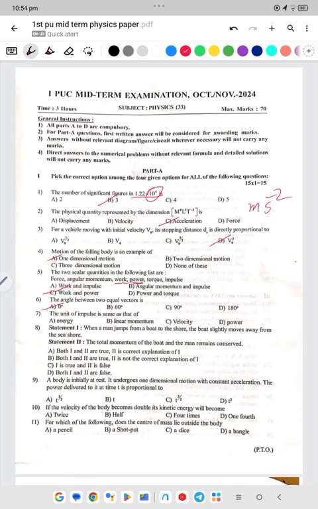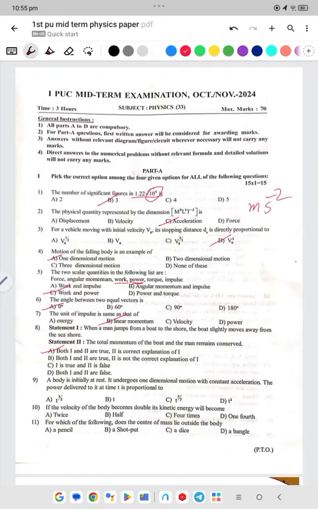The unit of impulse is the same as that of, not energy, not velocity, not power, it is linear momentum. When a man jumps from a boat to the shore, the boat slightly moves away from the seashore. The total momentum of the boat and the man remains conserved. So both 1 and 2 are true, and 2 is the correct explanation of 1. Because when the man jumps, as much momentum as he gains, that much momentum is gained by the boat, which goes in a backward direction, while the man jumps in the forward direction.